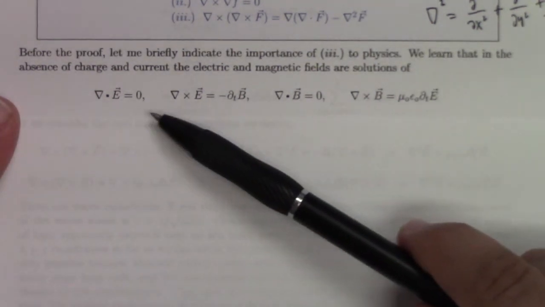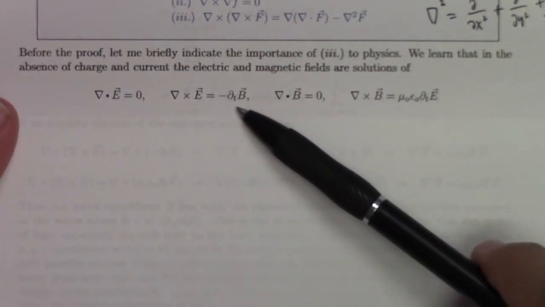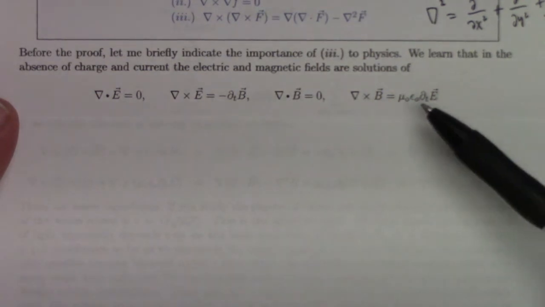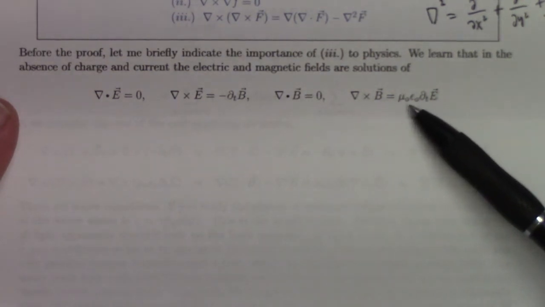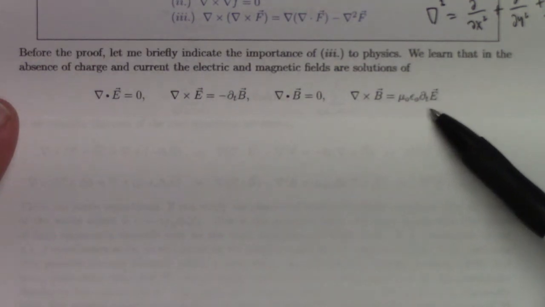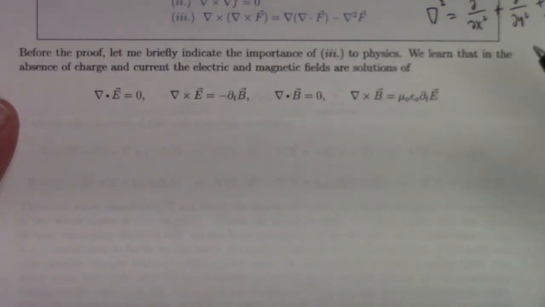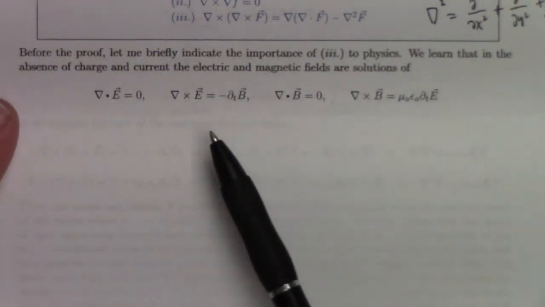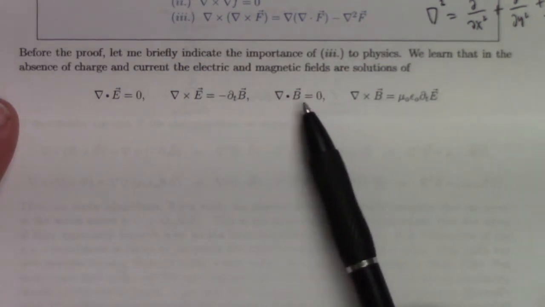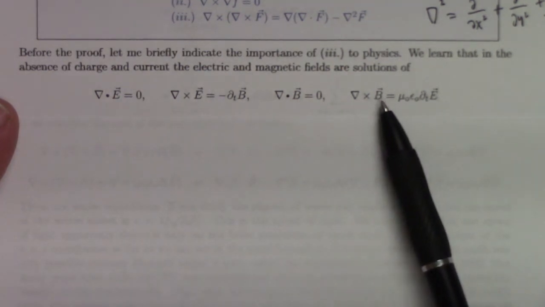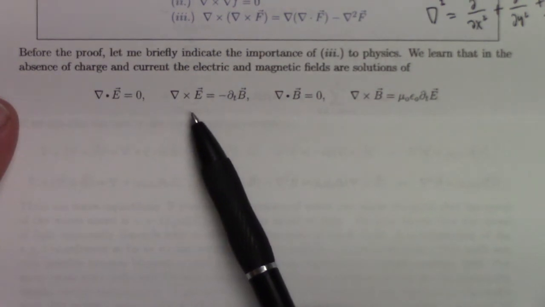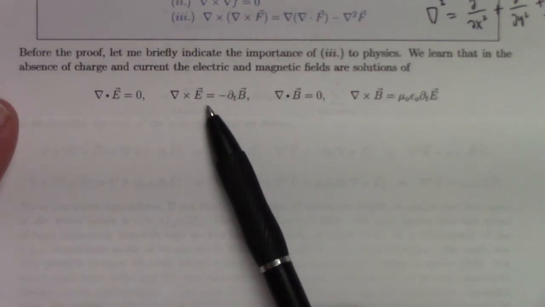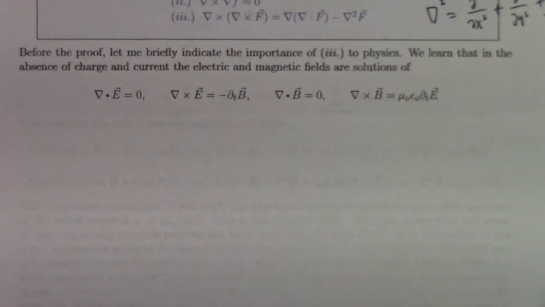The divergence of the electric field is 0. The curl of the electric field is minus the time derivative of the magnetic field. The divergence of the magnetic field is 0. The curl of the magnetic field is the permeability times the permittivity times the time derivative of the electric field. These 4 equations are collectively known as Maxwell's equations. Again, these are the special case of no charge and no current. When there's charge and current, other terms come into play, corresponding to Gauss's law, Ampere's law, or Faraday's law. This is actually Maxwell's correction to Ampere's law.